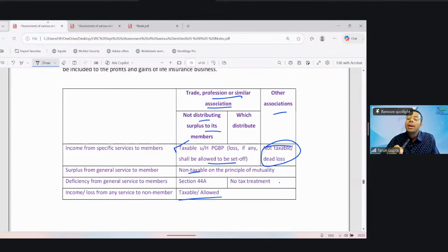Section 44A says the deficiency can be set off against PGBP or any other income, but the deficiency amount cannot exceed 50%. And before giving effect to deficiency, the brought forward loss or depreciation shall first be adjusted. Only after that, deficiency shall be adjusted. But if the association is distributing surplus, then 44A is not applicable, and in such case, deficiency has no tax benefit. Income from non-members, irrespective of the nature of the mutual concern, is taxable, and if there is a loss, such loss is allowed.